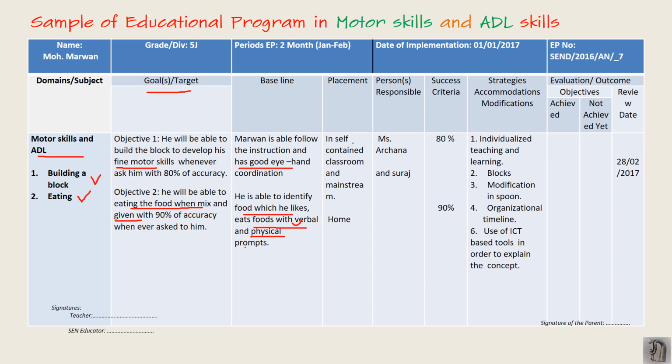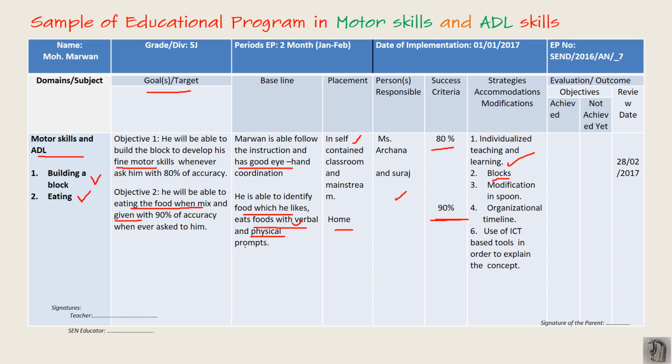Here the placement, you will be teaching in the classroom, or resource room, or a self-contained classroom, or at home. Most of the time these eating things can be better implemented at home. Then the person responsible, and what is my success criteria. As I mentioned in my specific objective 80%, here 90%, so it differs your success criteria. You need to see which has more probability to increase, and this will be my strategy, accommodation and modification to deal with it. So what I'm going to do, I'm going to plan an individualized teaching learning, so that I can implement this.